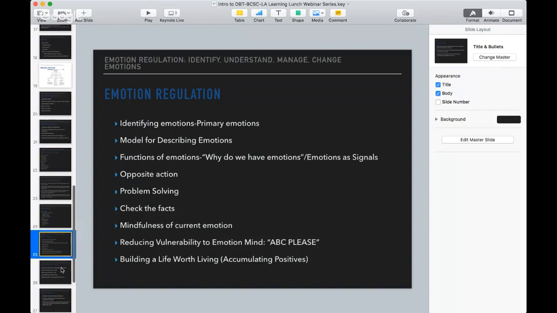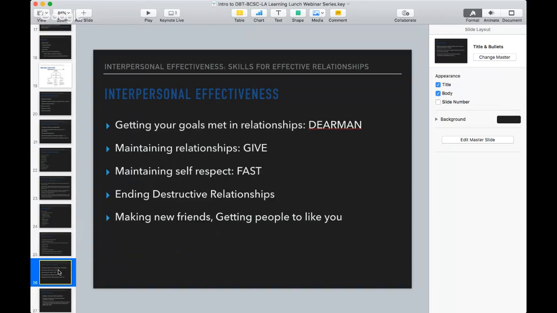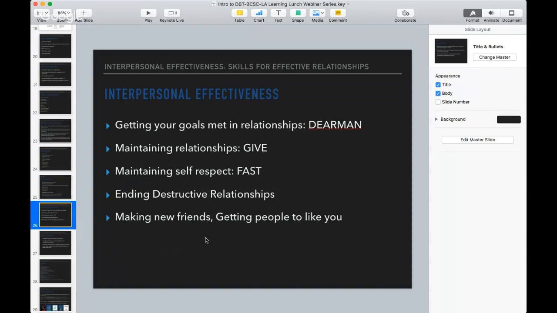Again, each one of these skills you can learn more about in the skills training manual and learn how to teach them to clients. The interpersonal effectiveness module. This is the module that is all about skills for effective relationships. The first one being getting your goals met in relationships. Again, another acronym. This is essentially assertiveness training.